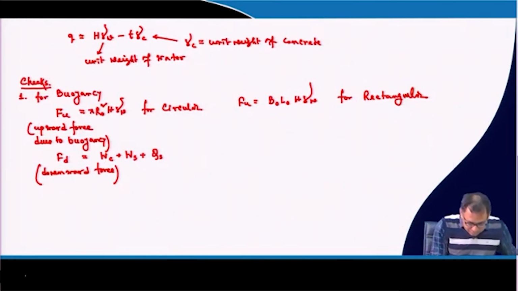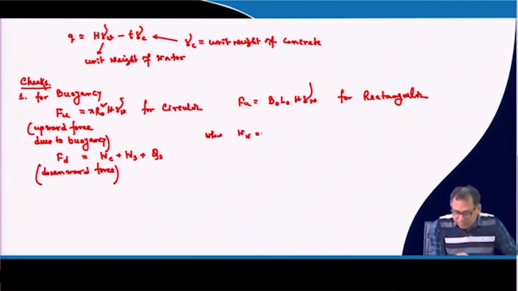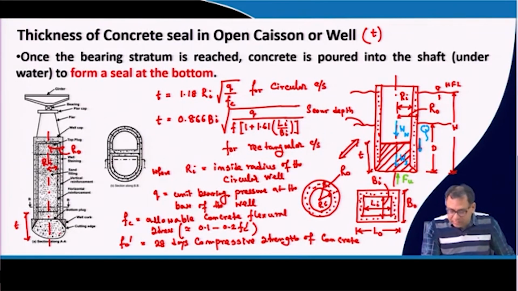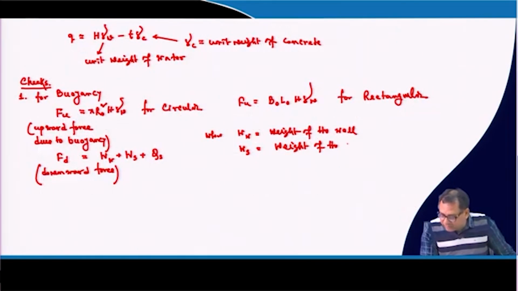So I can write what the different components are. Here, W is the weight of the well or caisson, Ws is the weight of the seal. So this is the weight of the seal. Then Q is equal to skin friction.